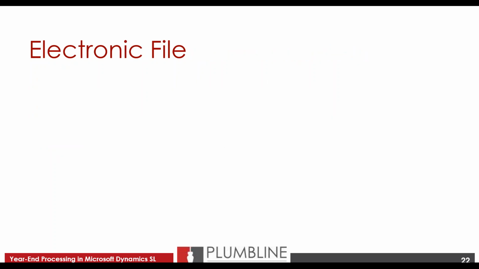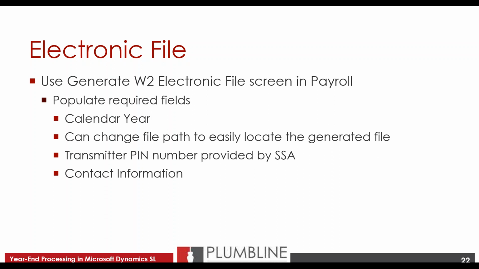As far as creating the electronic file goes, you would want to generate your W-2 electronic file screen. That's what's used to create the file that's then provided to the IRS with your W-2 information. You would populate required fields on there. Those include the calendar year. You would specify the path to the file that's going to be created.